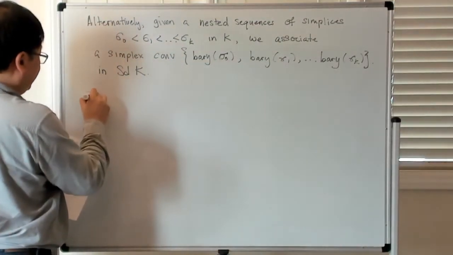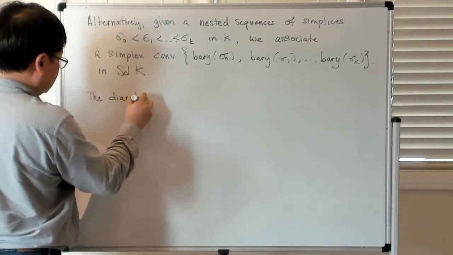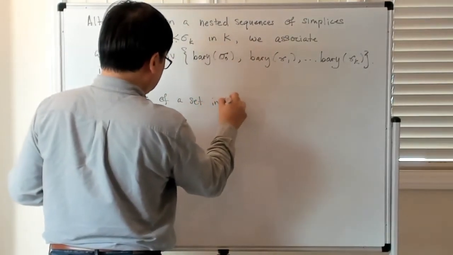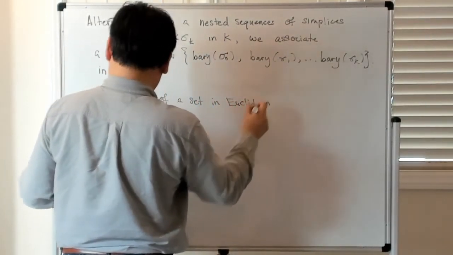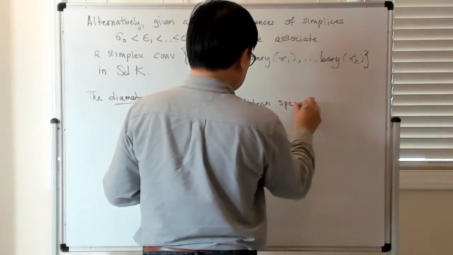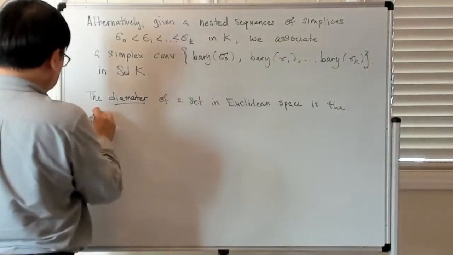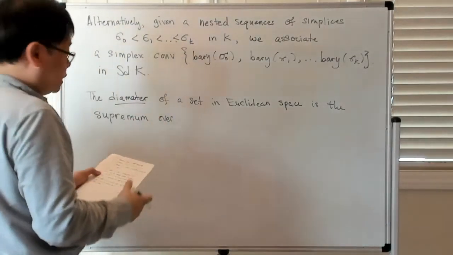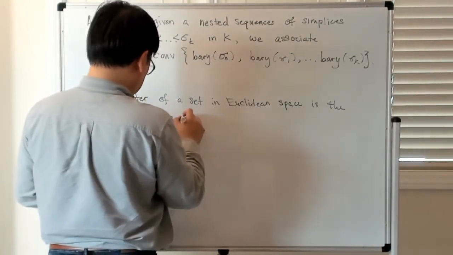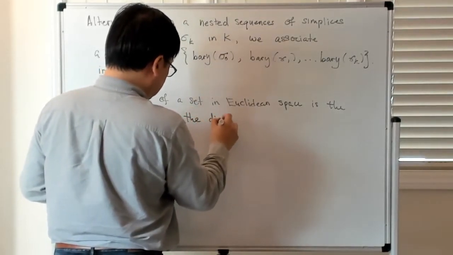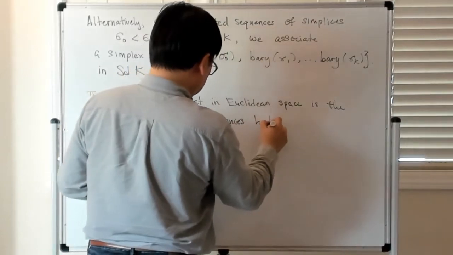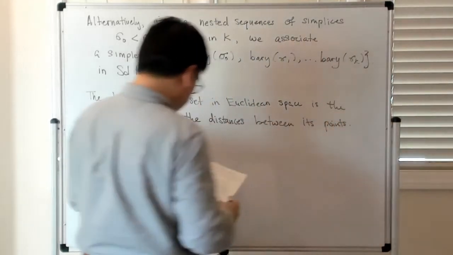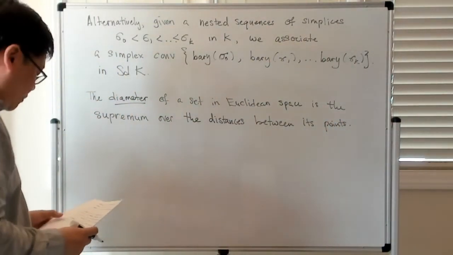So the diameter of a set in Euclidean space is just the supremum over distances between 2 points in that set, between its points. So that's a fairly intuitive notion of a diameter of a set.